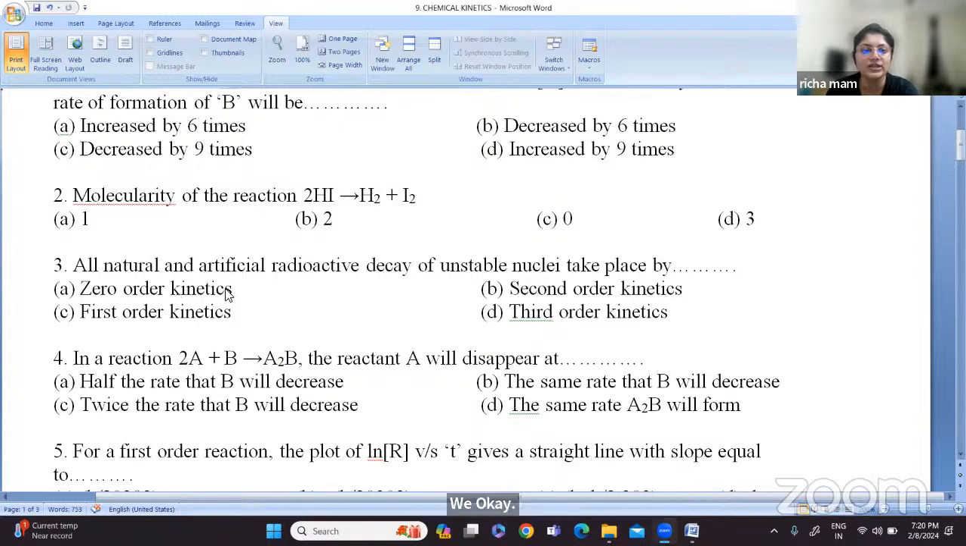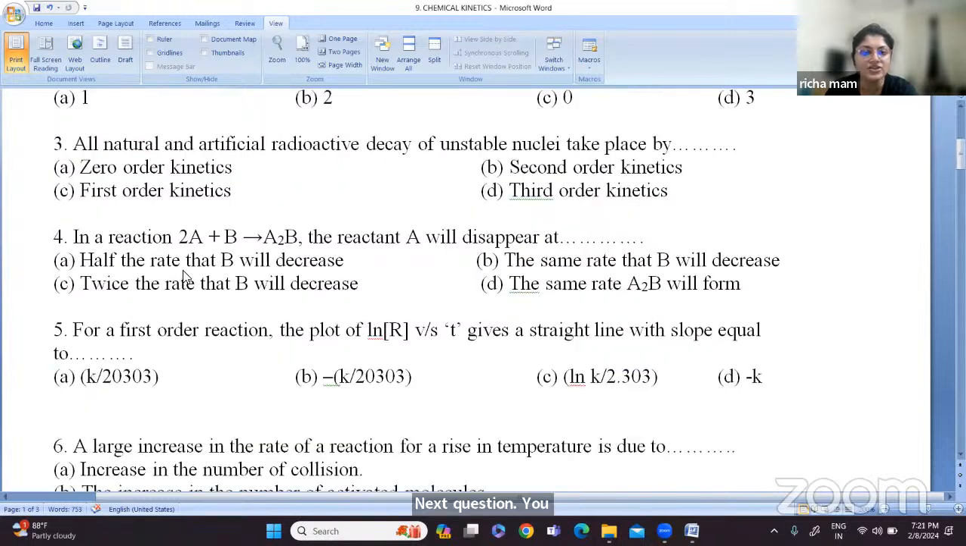So all natural and artificial radioactive decay of unstable nuclei takes place by second order kinetics. So it is option number B. Next question.